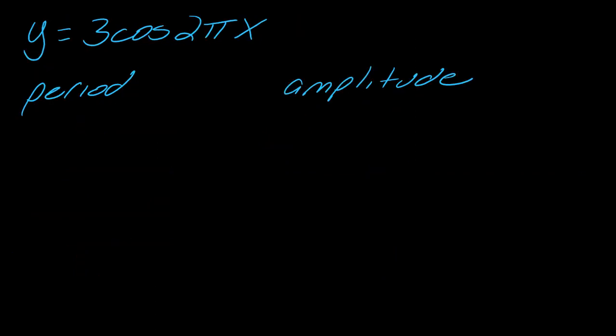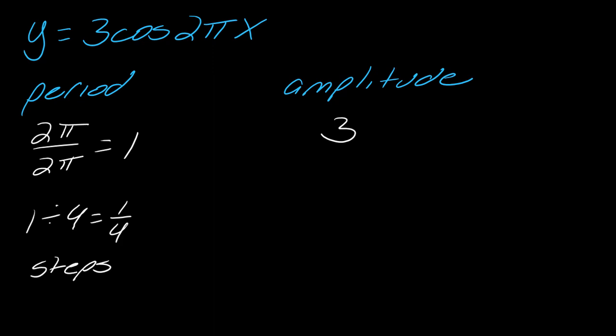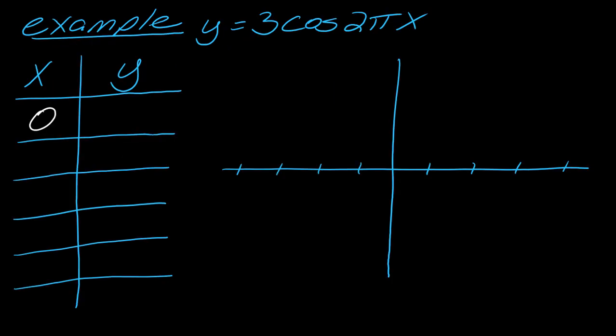Okay, so let's first talk about period and amplitude. So the period in this case is going to be 2 pi divided by 2 pi, so the period is 1, the amplitude is 3. We can see the 3 right here. And so for my steps, I need to take 1 divided by 4, so my steps will be just 1/4. So as I fill in my table, of course I start at 0, and then I'm going to go 1/4, 1/2, 3/4, 1, and 5/4. So those are my steps.